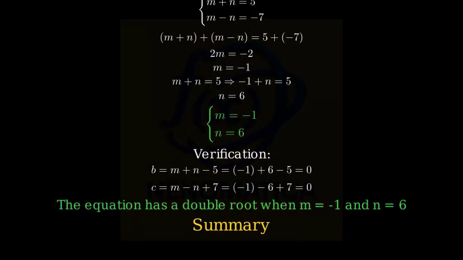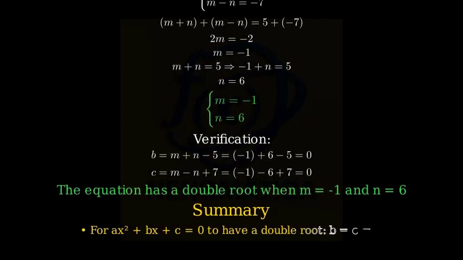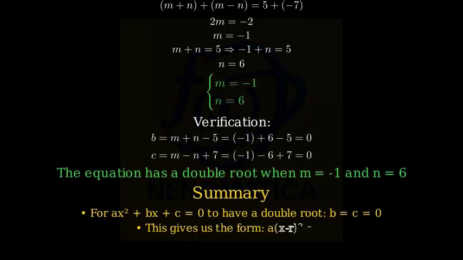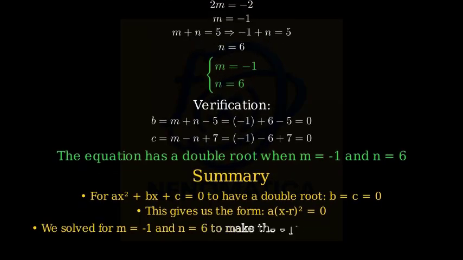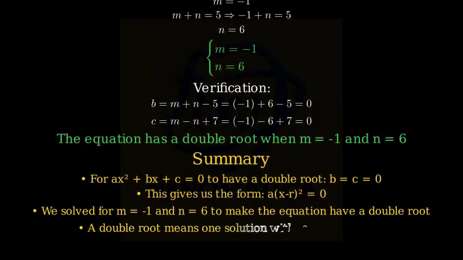Let's summarize what we've learned about double roots in quadratic equations. For a quadratic equation ax squared plus bx plus c equals 0 to have a double root, the condition is b equals 0 and c equals 0. This corresponds to a factorized form of a times (x minus r) squared equals 0, where r is the double root. We solved an example where we found the values of m and n that make the given quadratic equation have a double root. Remember that a double root means the equation has exactly one solution with multiplicity 2.